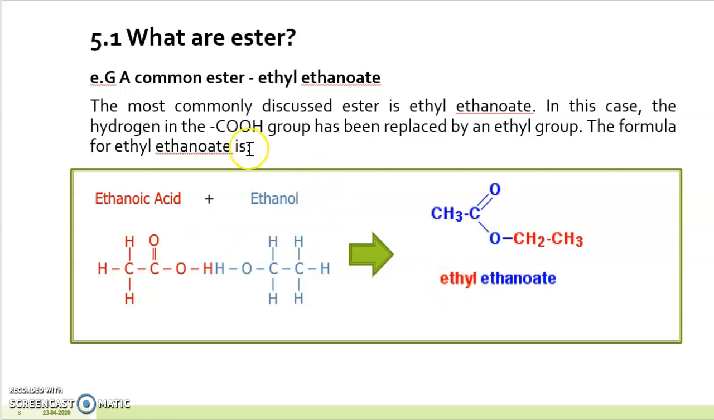The formula for ethyl ethanoate is here. You can see the R bonds for the ester, C double bond O, and also the alkyl group, which we obtain from the reaction here. We have ethanoic acid with 2 carbon atoms, and ethanol with 2 carbon atoms. The combination will give you ethyl ethanoate. The naming starts with ethyl from ethanol, and ethanoate is from the ethanoic acid.